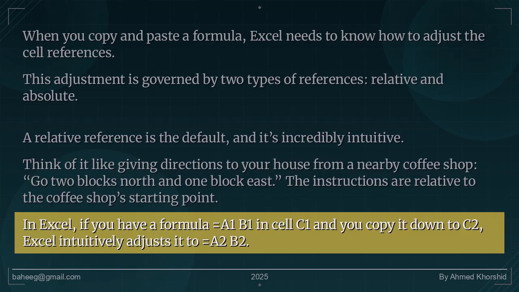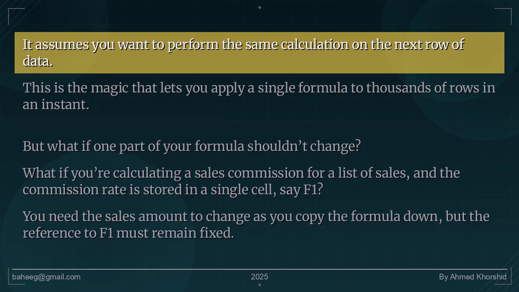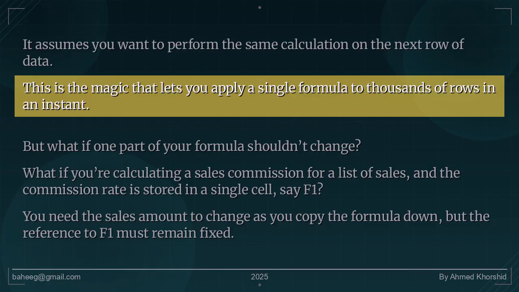In Excel, if you have a formula equals A1 times B1 in cell C1 and you copy it down to C2, Excel intuitively adjusts it to equals A2 times B2. It assumes you want to perform the same calculation on the next row of data. This is the magic that lets you apply a single formula to thousands of rows in an instant.